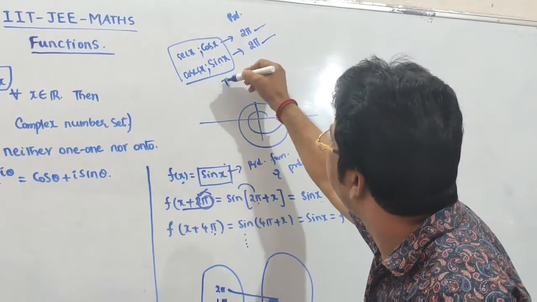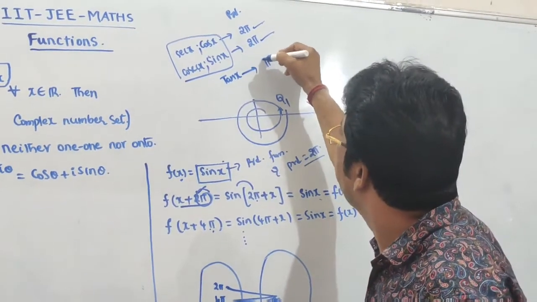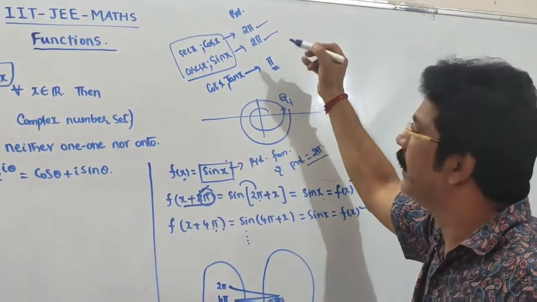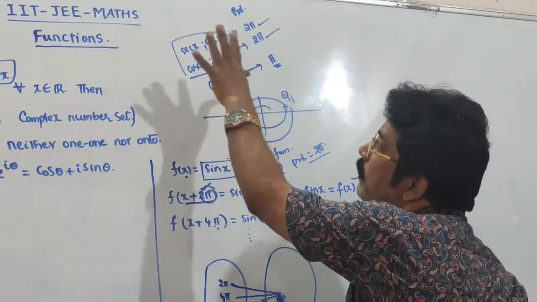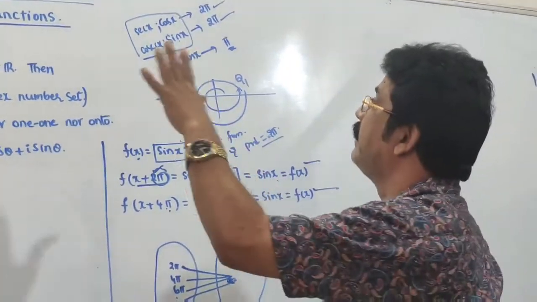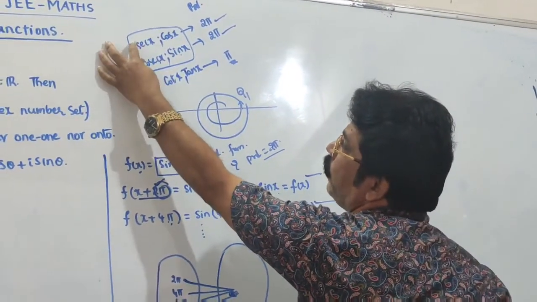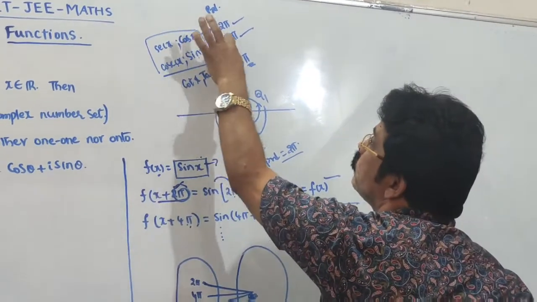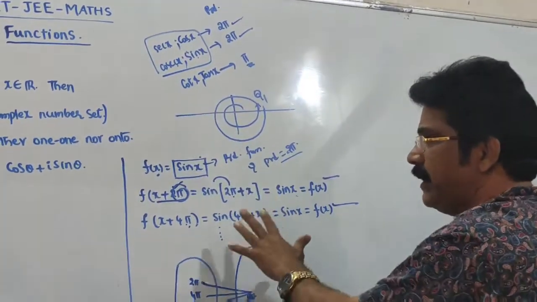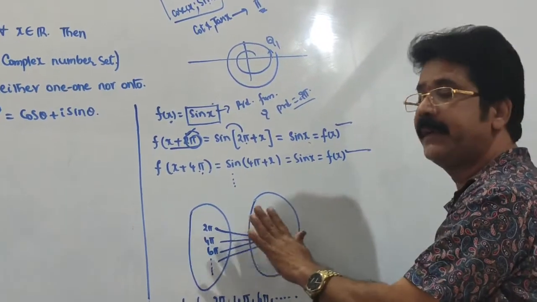Similarly, we can show that tan x is also a periodic function. Its period is pi, and cot x is also a periodic function. Its period is pi. Thus, all 6 trigonometric functions are periodic functions, but their periods are different. For example, sine, cos, secant, cosecant have period 2 pi, but tan and cot have period pi. This is a small synopsis of periodicity, periodic function and period.